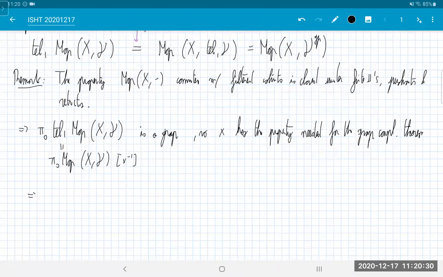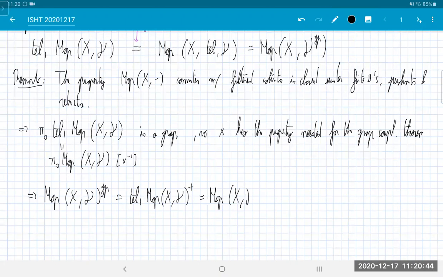And so map X BGP is tell one map X V plus, but hold on, this is map X V GP plus, but that's plus applied to a group. A group is already abelian, in particular hyperabelian, so there is nothing else to be done.